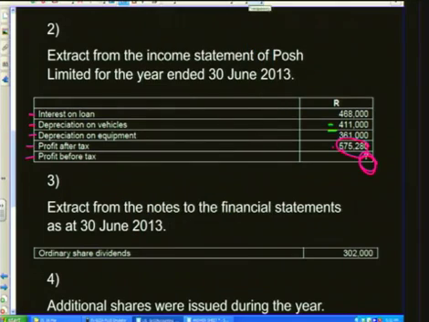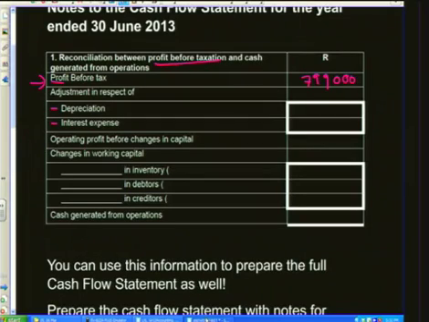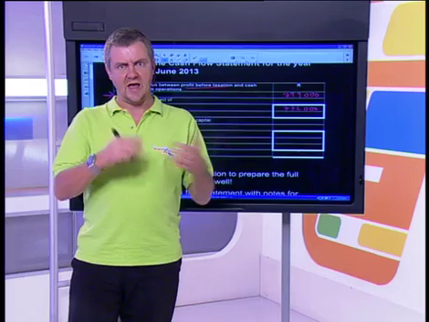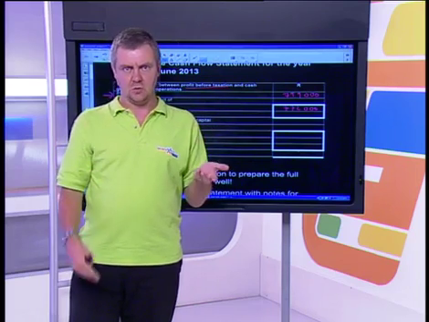So let me put it in. If I go back to the answer sheet, 772,000 was my answer for depreciation, 772,000. And we also have to add back our interest expense. Sometimes you have to do that calculation by a timeline with a loan.